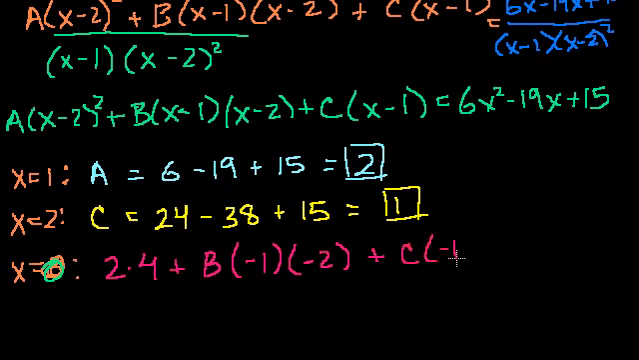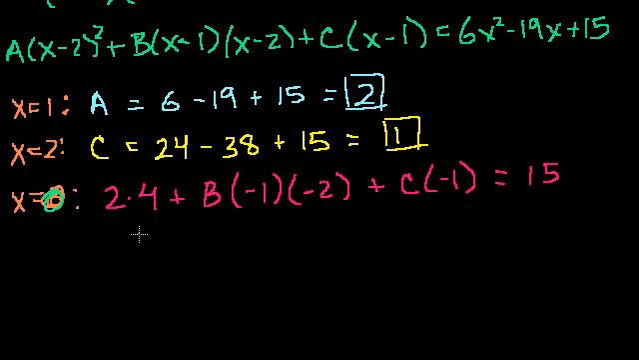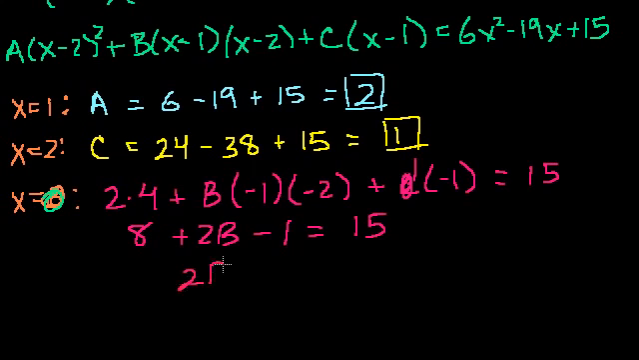If x is 0, then this is 0, this is 0, and it is equal to 15. Now we just solve for b. We get 8 plus 2b, right? Minus 1 times minus 2 is plus 2. Oh, and we shouldn't have written the c here. We know what c is. C is 1, right? So this is just a 1. So 1 times minus 1 is minus 1, is equal to 15. And let's see, we have 2b is equal to 16 minus 8. b is equal to 4, dividing both sides by 2.